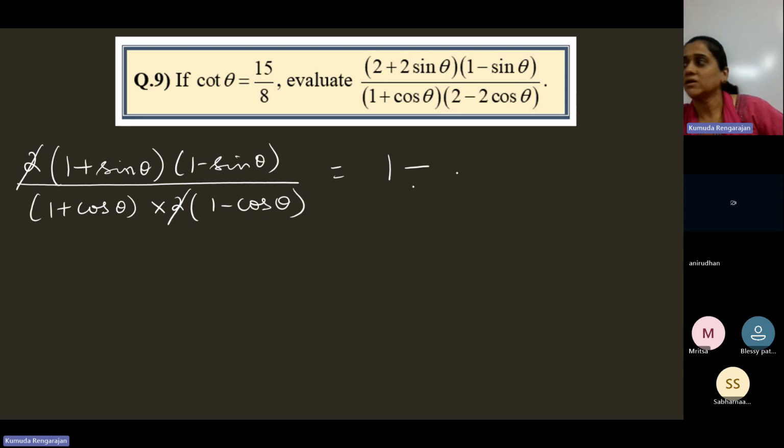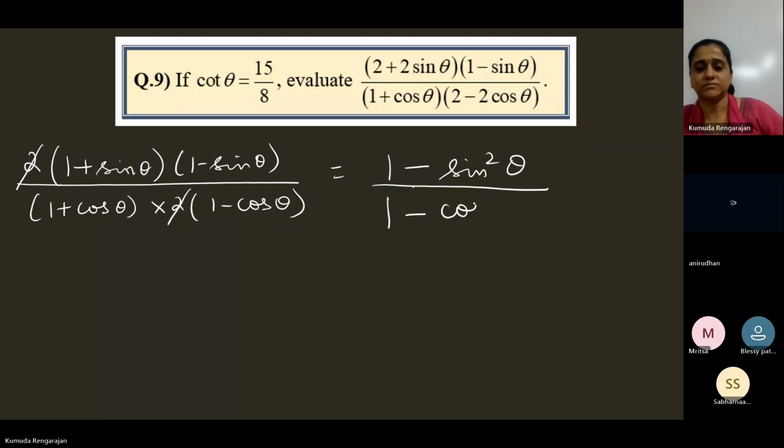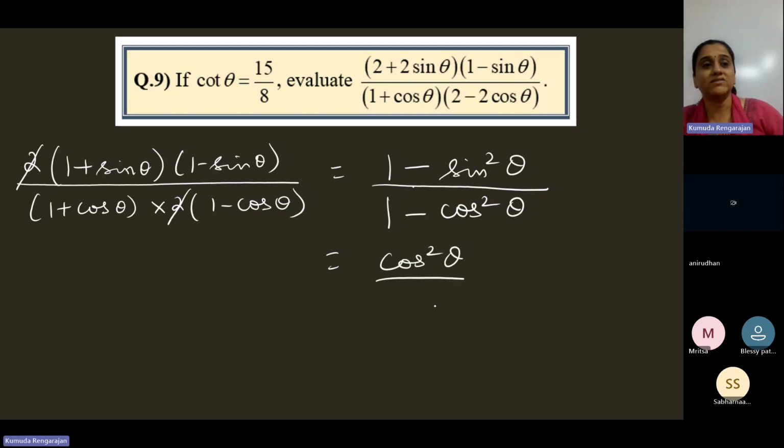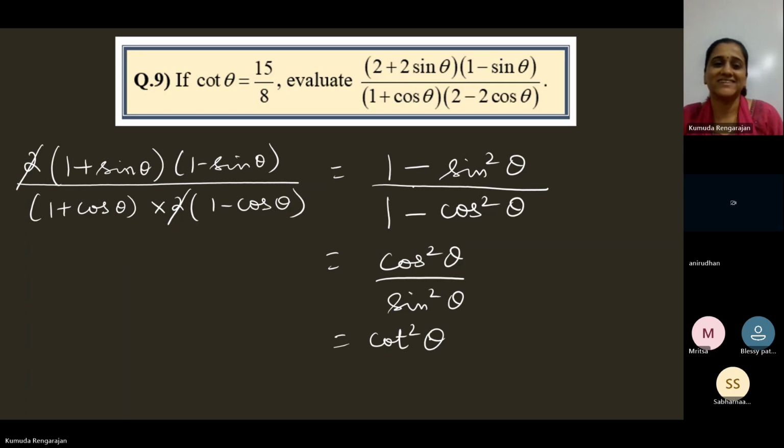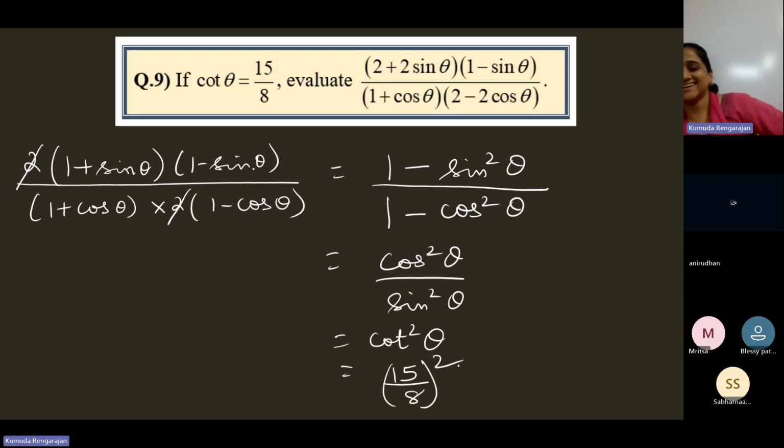1 square, 1 minus sine square theta. What is 1 minus sine square theta? Cos square theta. What is 1 minus cos square theta? And what is cos square theta by sine square theta? And we have the value of cot theta, 15 by 8. Yeah, correct.